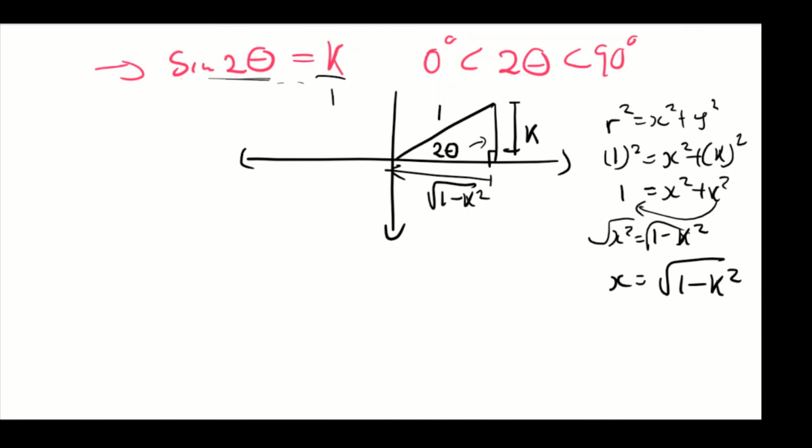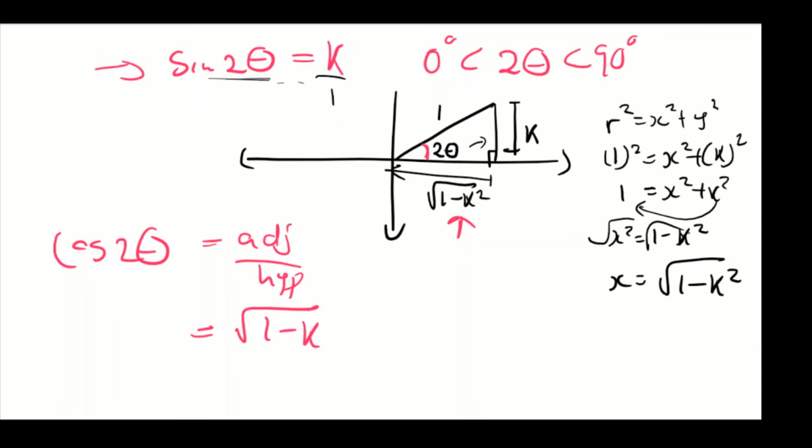So now we are asked to find cos of 2 theta, right? Which is this 2 theta, but cos is actually equal to adjacent side over hypotenuse, right? So what's the adjacent side? The adjacent side is this one here, which is root of 1 minus k squared, and the hypotenuse side is 1. So this would be the solution of this problem here.